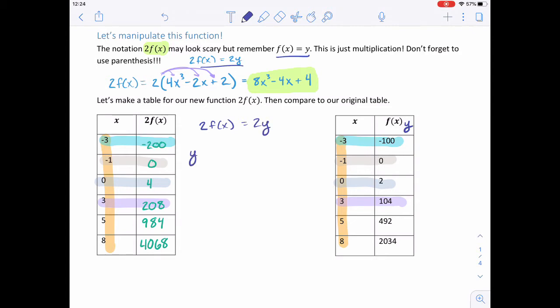And that makes sense because remember we said that 2f of x was just 2 times y. So the y is multiplied by 2, or we can sort of describe that as a stretch in the y direction by a factor of 2.